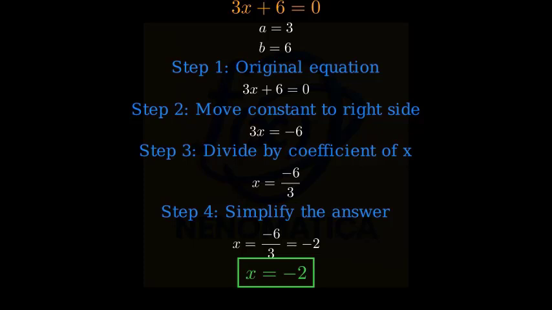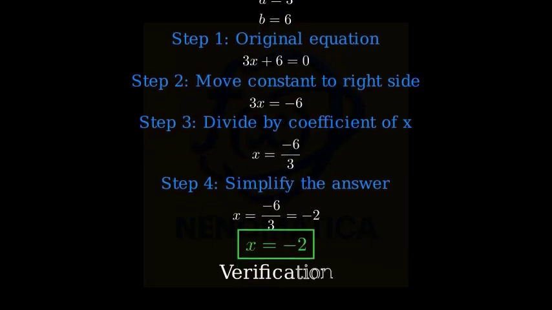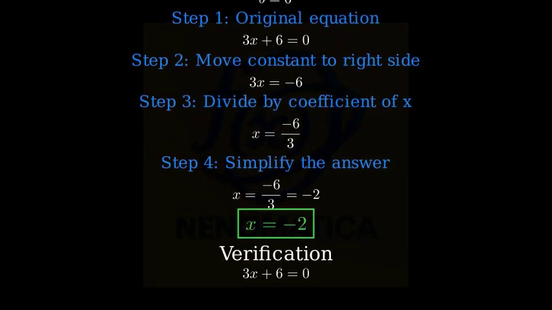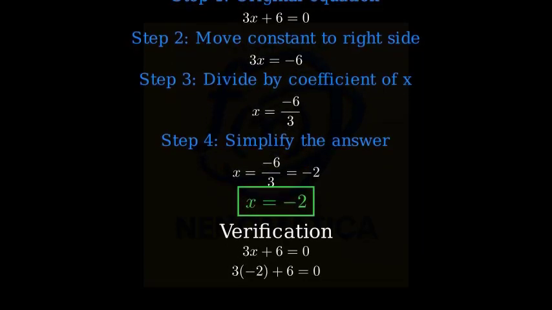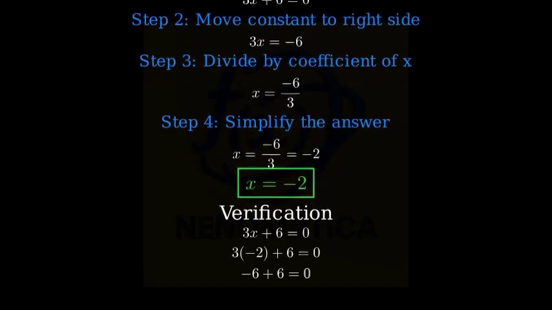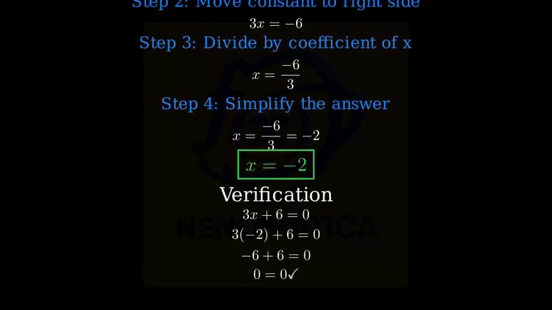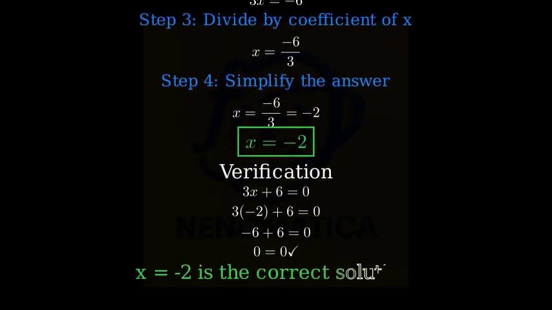Let's verify our answer by substituting it back into the original equation. We have 3 times x plus 6 equals 0. Substituting x equals negative 2, we get 3 times negative 2 plus 6 equals 0. This simplifies to negative 6 plus 6 equals 0. And finally, we get 0 equals 0, which is true. This confirms that x equals negative 2 is the correct solution.